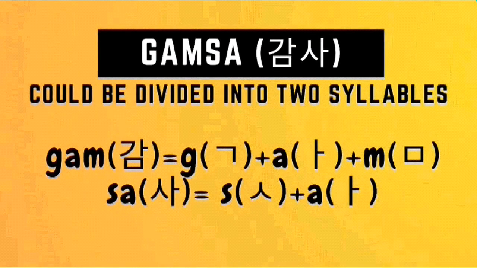How do you write 감사합니다 in Hangul? It is composed of 5 syllables, but let's start with the first 2, which is 감사. The first syllable gam is formed from the combination of the giyeok character, a character, and mieum character. The second syllable sa is formed from the combination of the siot and a character.